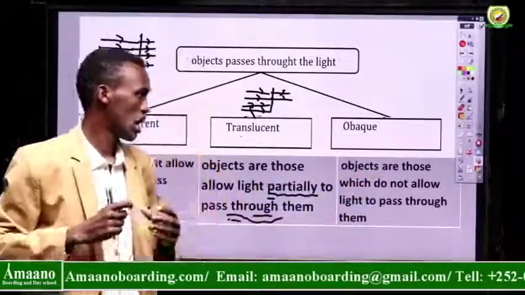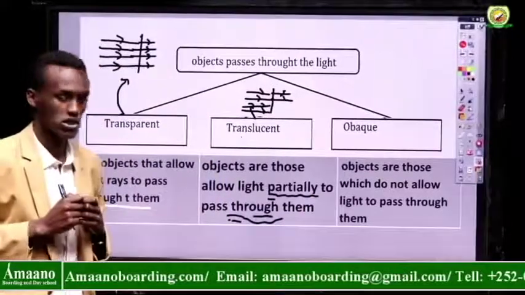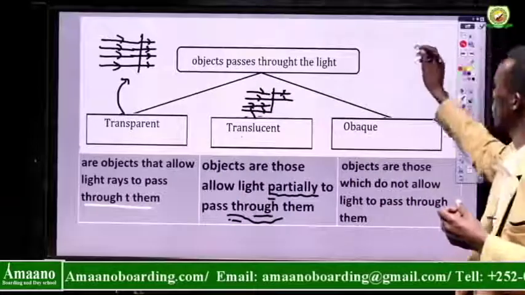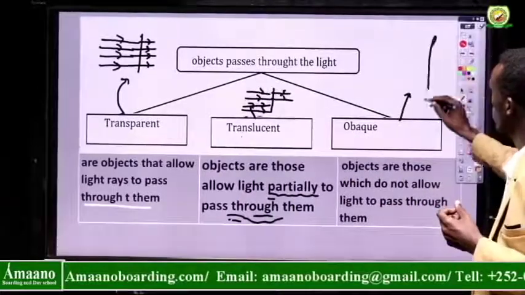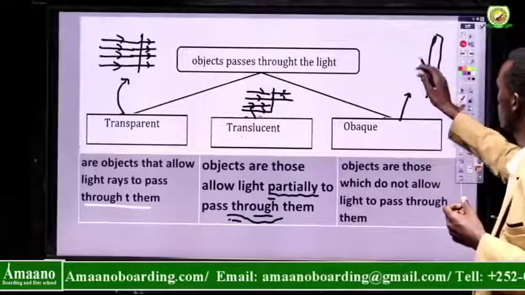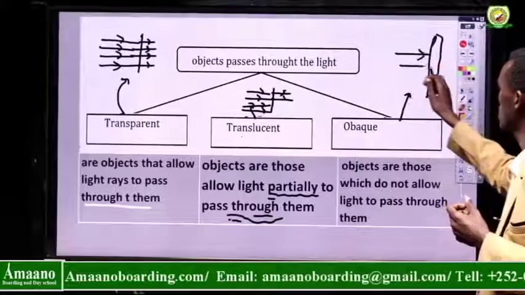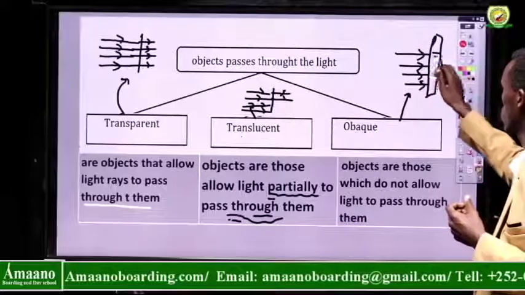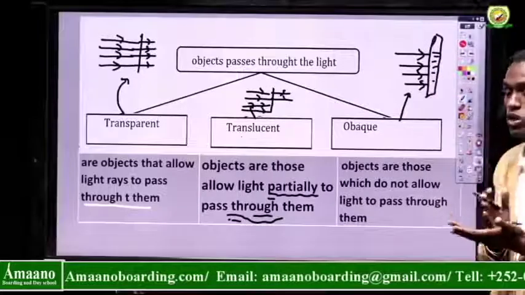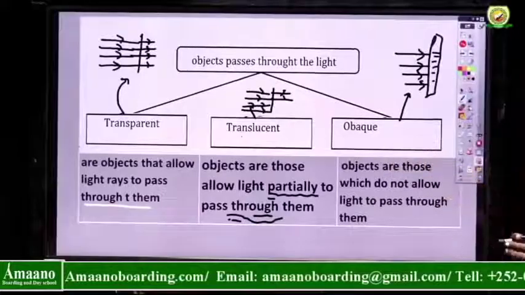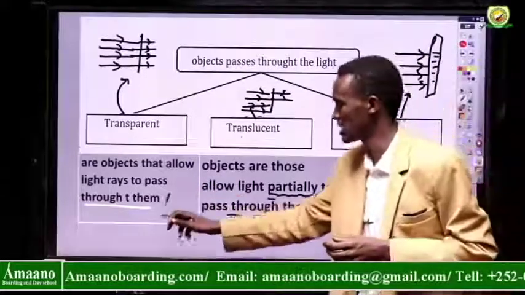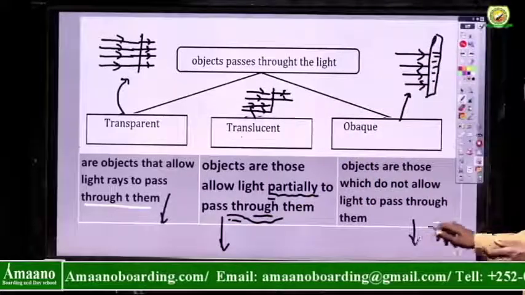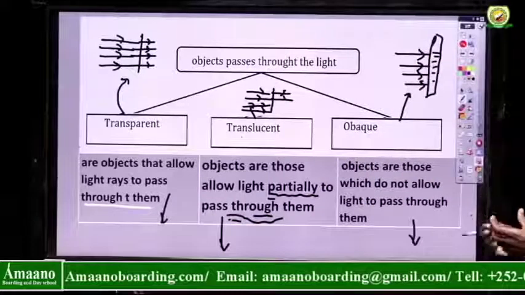So opaque objects are those that do not allow light to pass through them. For example, this is an opaque body. When rays of light strike, it blocks all of them and absorbs them. So that's called an opaque object. For example, glass, and also papers, and also buildings.